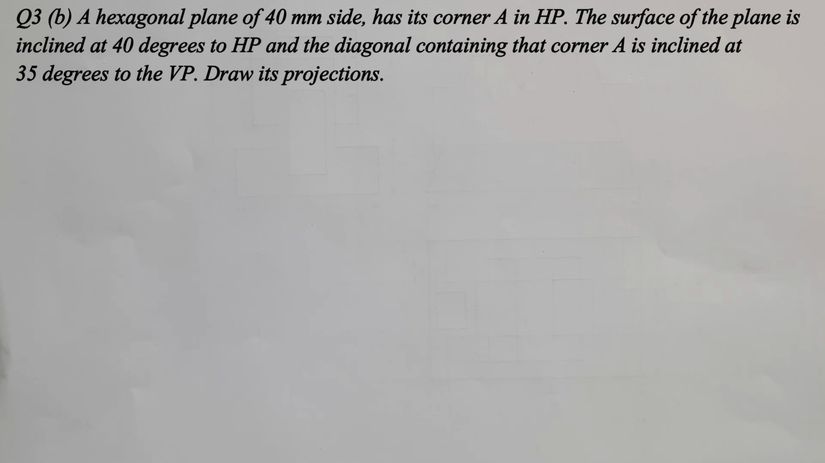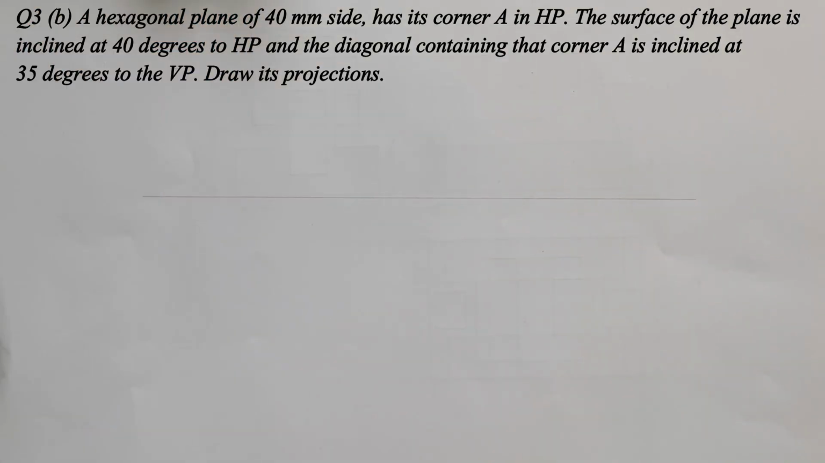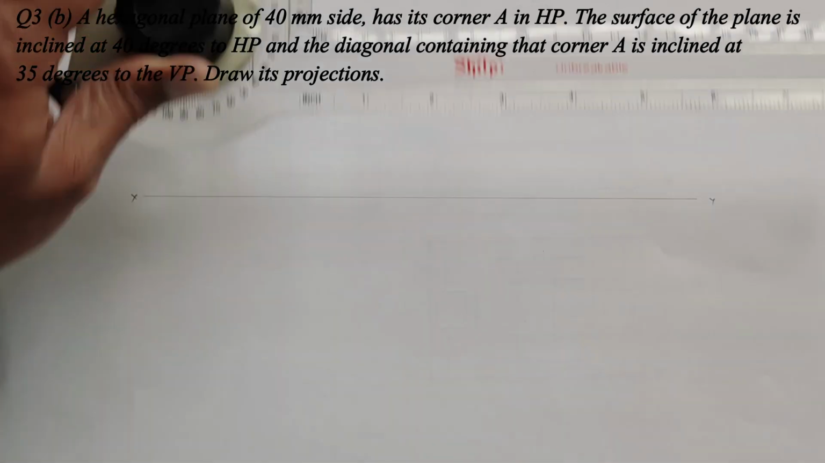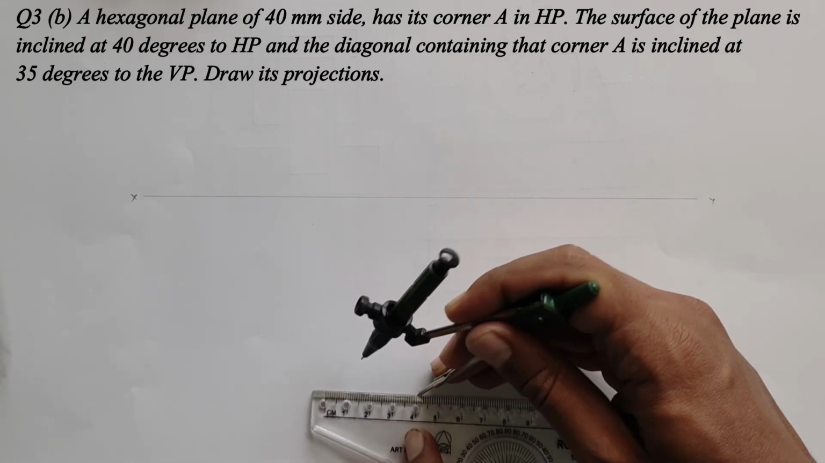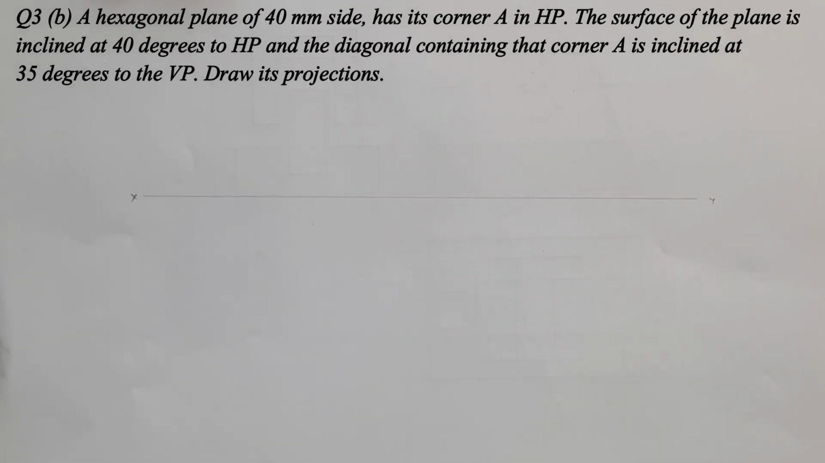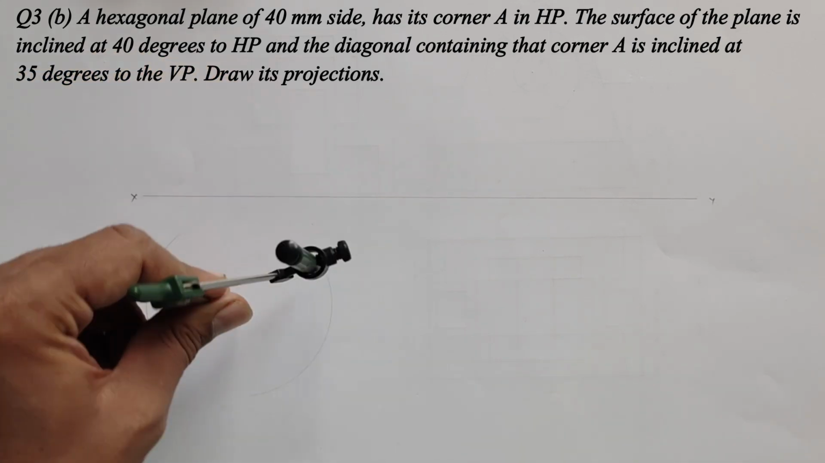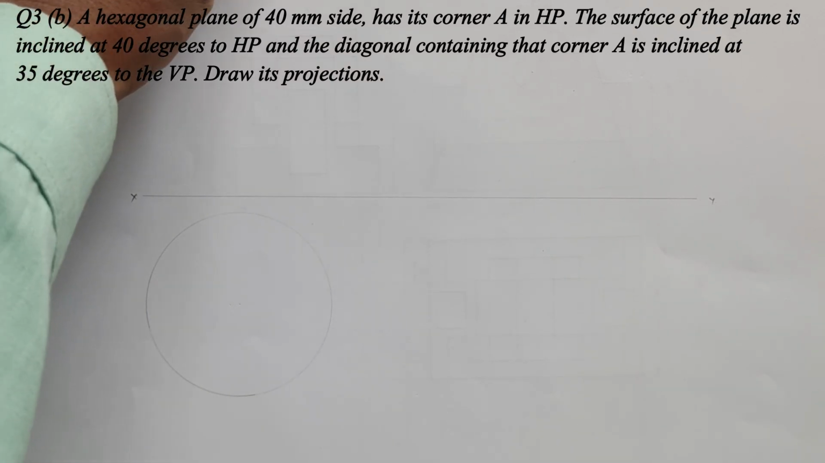So we'll start with top view in this question. Let's start the solution. XY line. The easiest way to draw the hexagon is using the circle method. Given side should be taken as radius, 40 mm. Draw the circle faint as it is a part of construction.